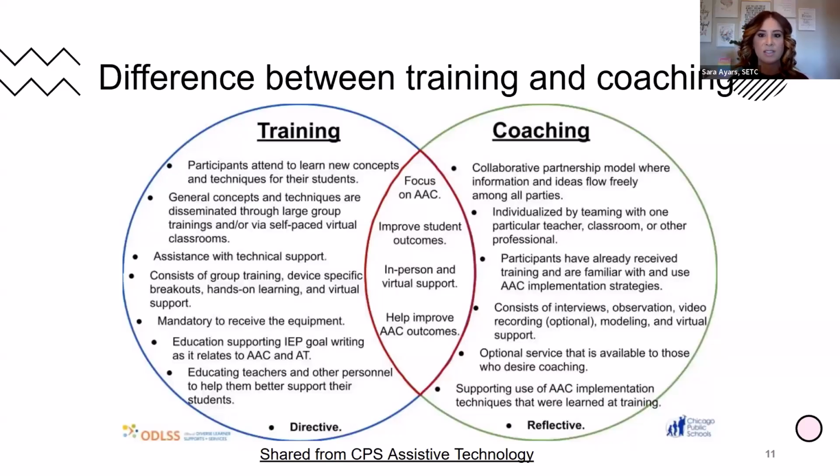So we won't spend a lot of time on this, but I think just having that green section, that coaching section that's more reflective and getting someone to think about their own practice and why they do what they do, and what minor adjustments and tweaks they can make to improve their practice, is really where the learning takes place.